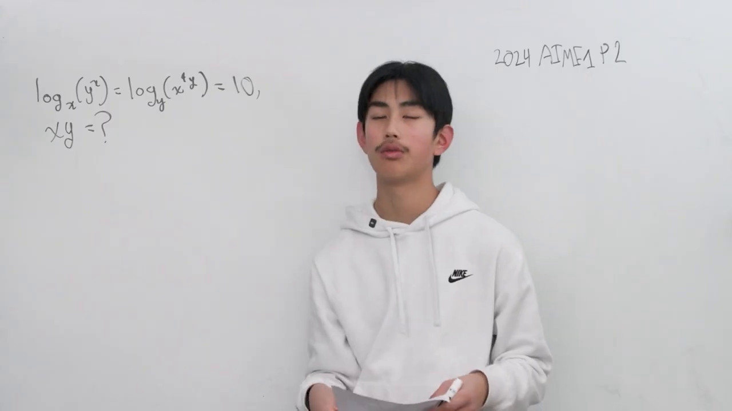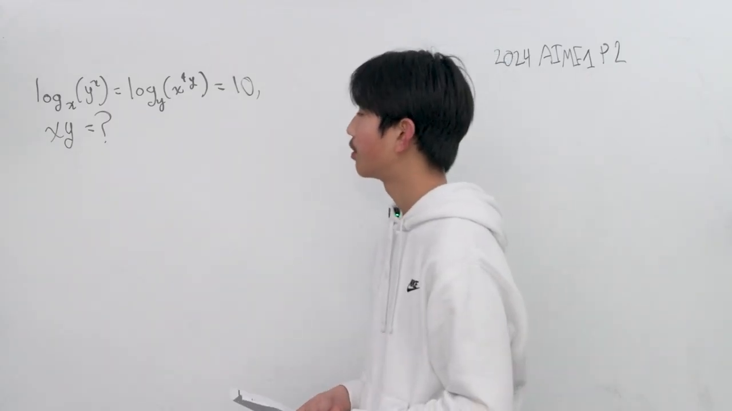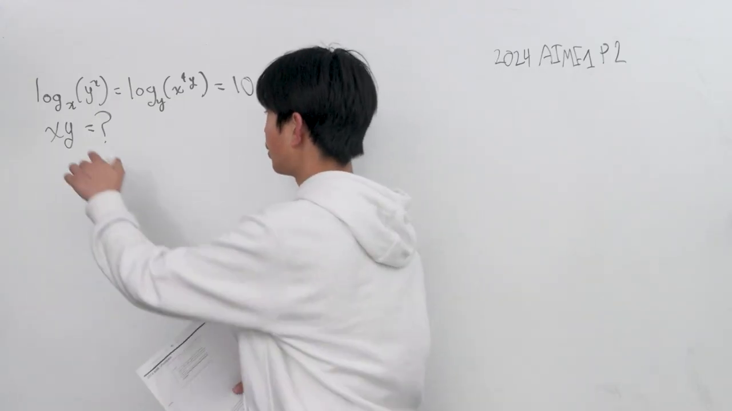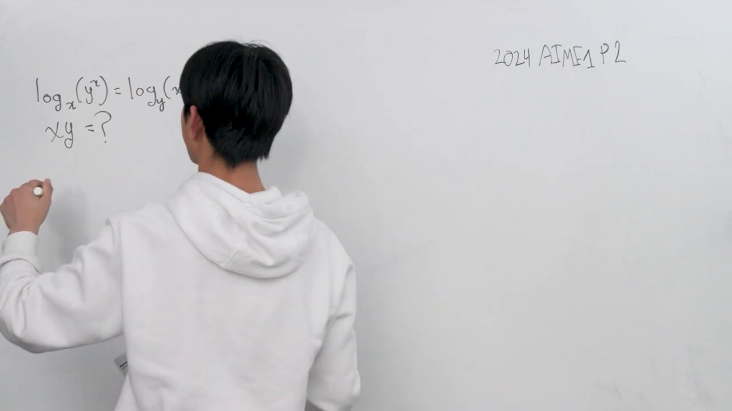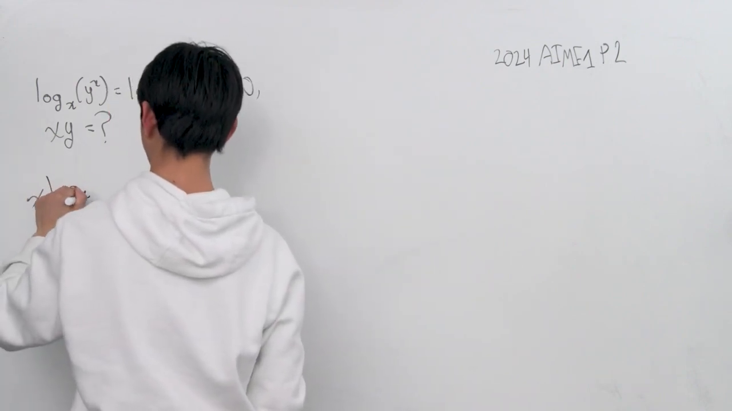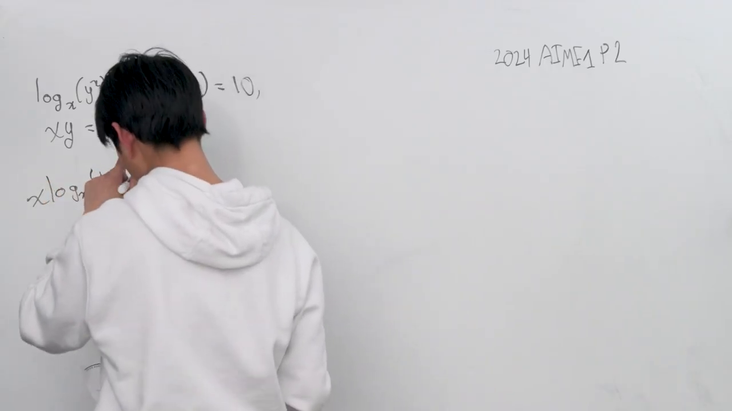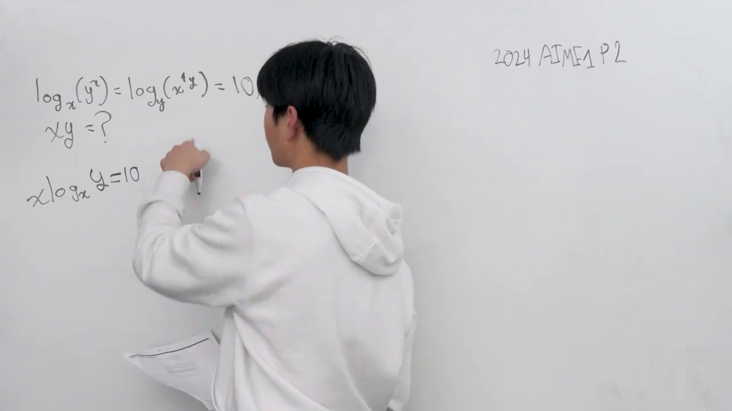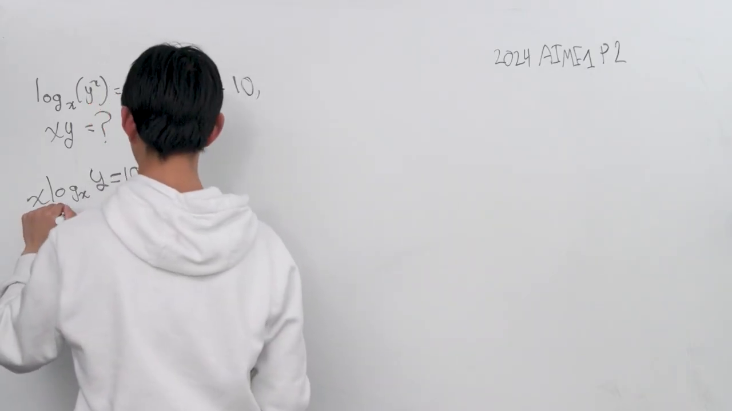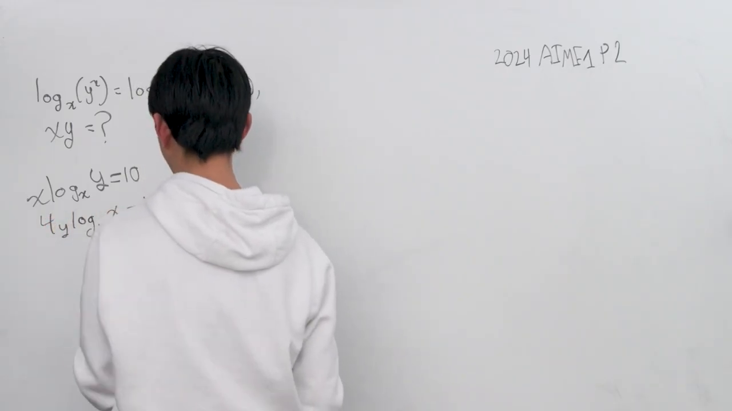So the first thing we can do is literally just get rid of them. We know that we can just do this by changing the power to multiplying it in front. So likewise, this one here becomes x times log base x of y equals 10. And then for this one, we do the same thing, just bring the power down. So 4y times log base y of x equals 10.